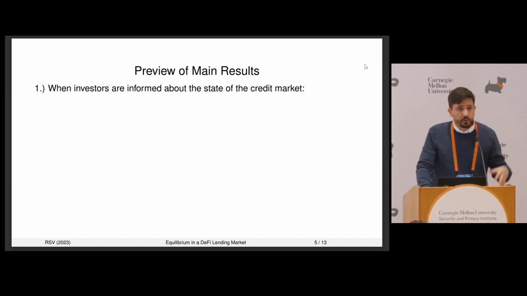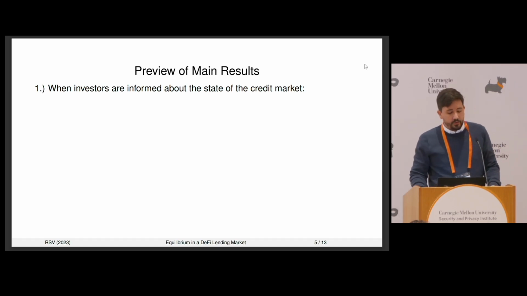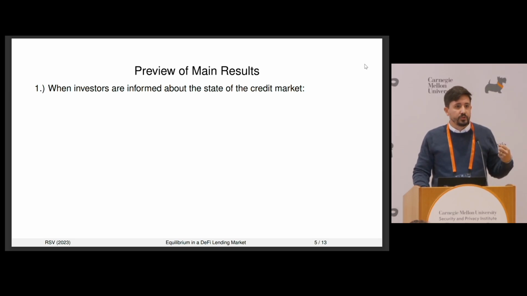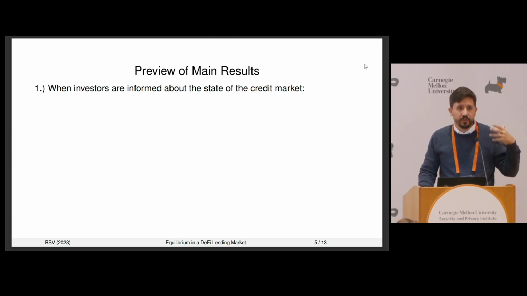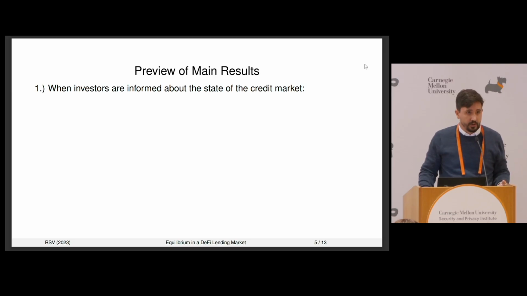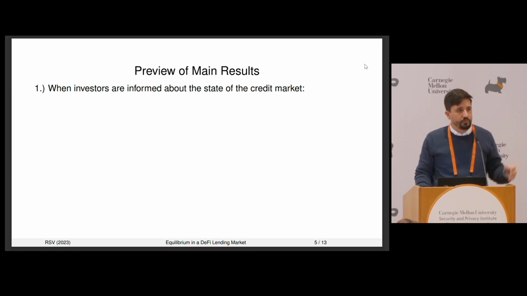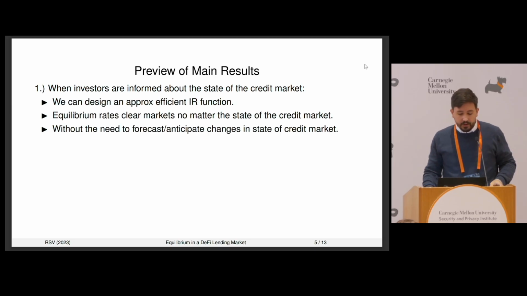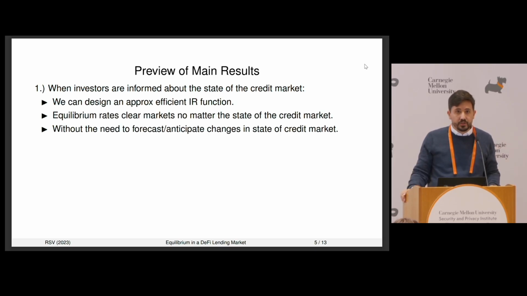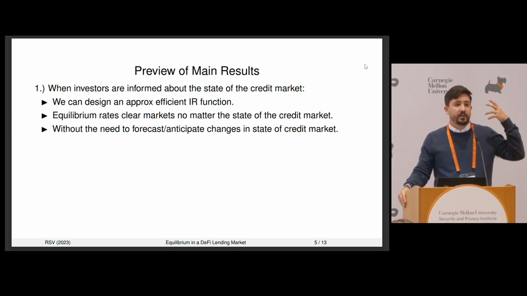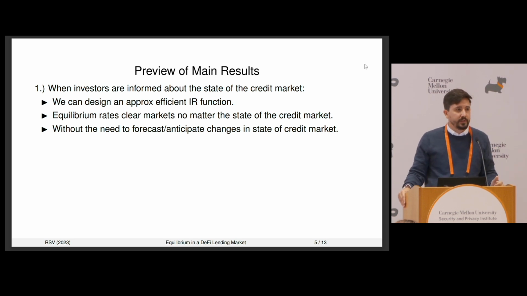Okay, so going to our main results, right? We're basically studying two scenarios. In the first scenario, the users of the platform are relatively well informed about the state of the credit market, or equivalently, the credit market does not evolve too rapidly. Now, under these conditions, you can actually design an efficient interest rate setting mechanism.